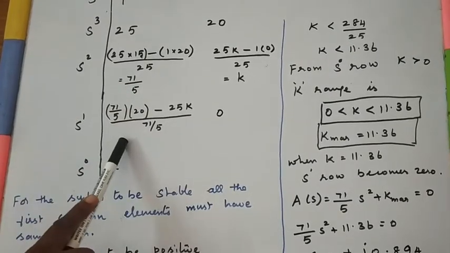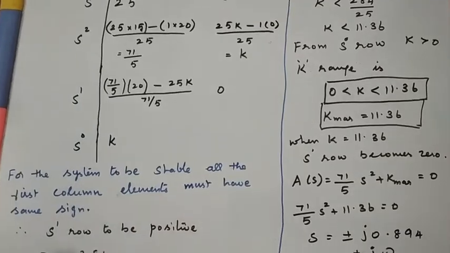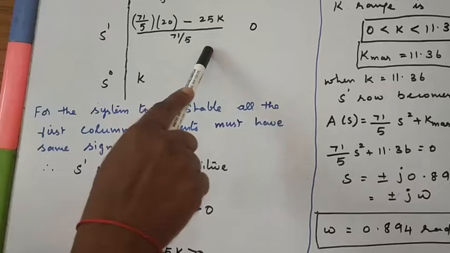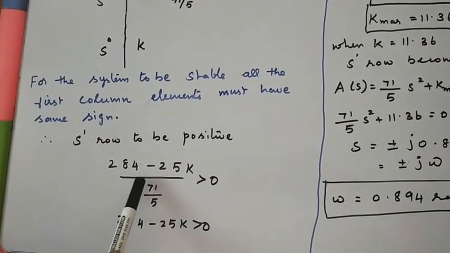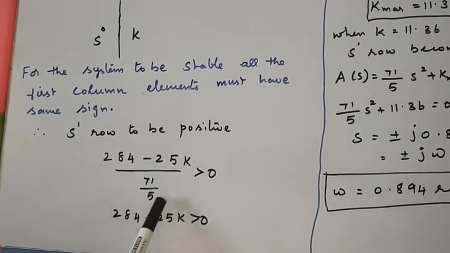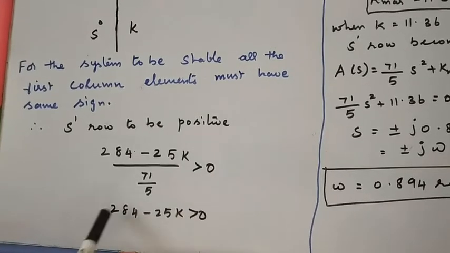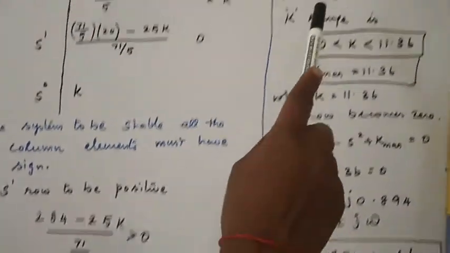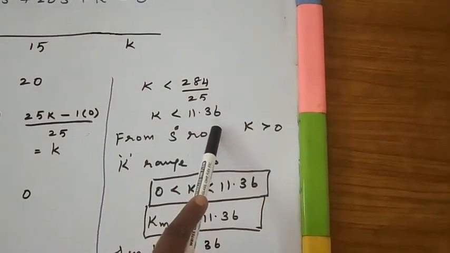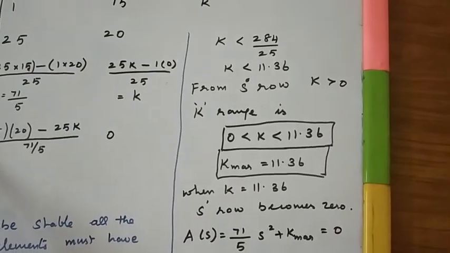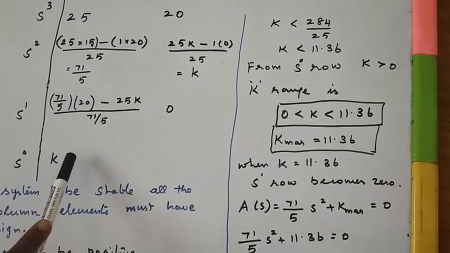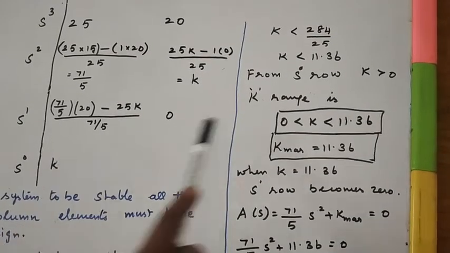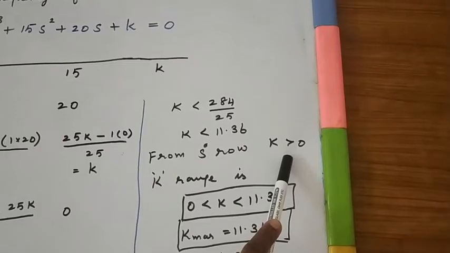Here the term is in terms of k. For the s1 row to be positive, this value must be greater than 0. So (284 minus 25k) by (71 by 5) is greater than 0. Only the numerator, 284 minus 25k, needs to be greater than 0. From this, k is less than 11.36. This is from the s to the power 1 row. Now with the same constraint, the s to the power 0 row also must be positive, so the k value should be greater than 0 for the system to be stable.